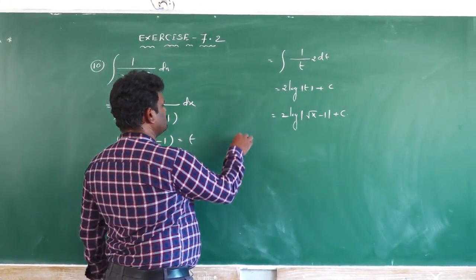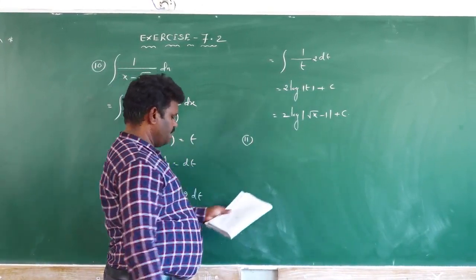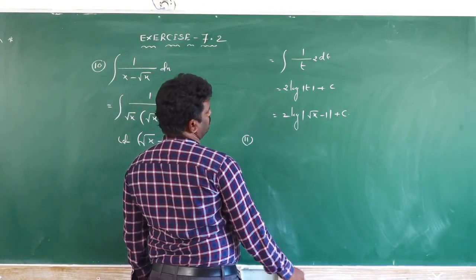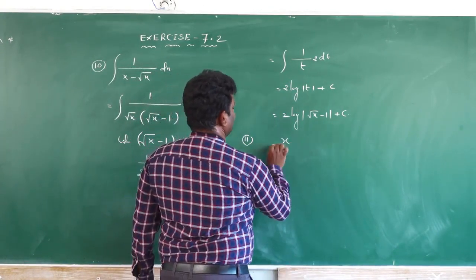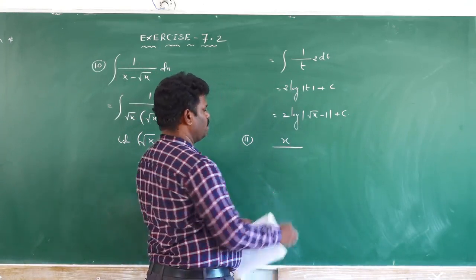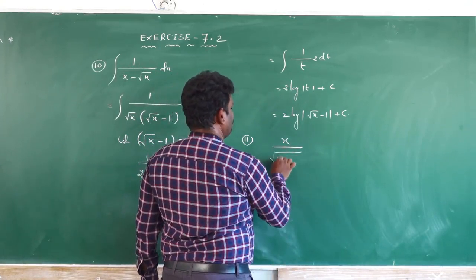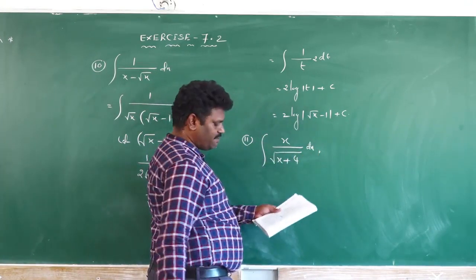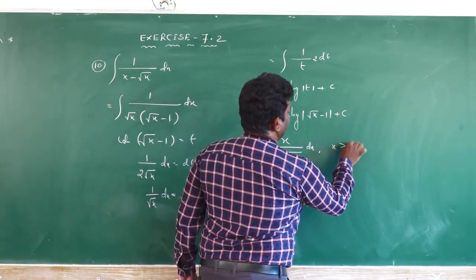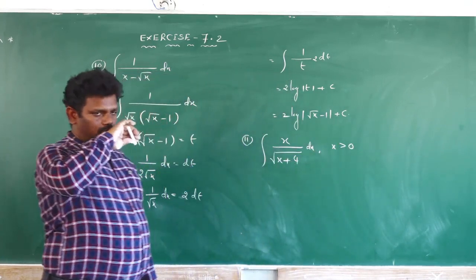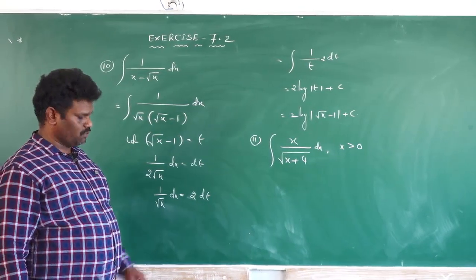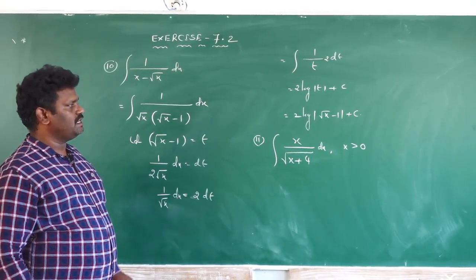Next, 11th question. The 11th is given here: integral of x by root of x plus 4 dx. Here we are given x is greater than 0. Integral x by root of x plus 4, x is greater than 0.